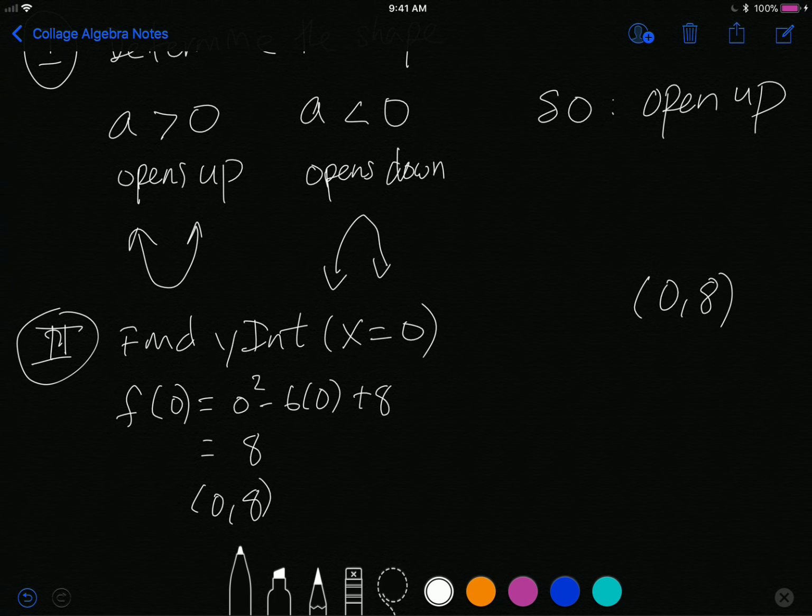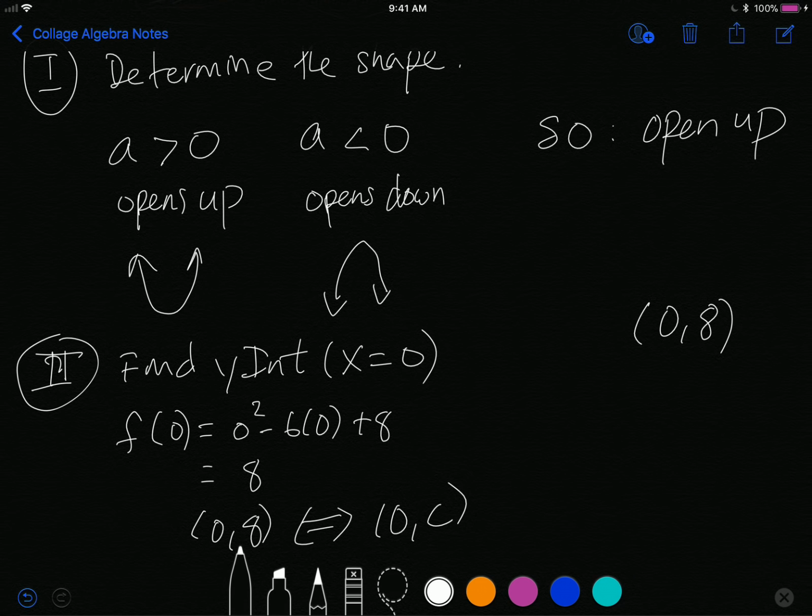By the way, there is a simple shortcut. The y-intercept will always be (0, c), because the other two terms, the a and b terms, get zeroed out. So your y-intercept is always (0, c). So you can technically shorten this step by just a little. So my graph opens up. It has a y-intercept of (0, 8).